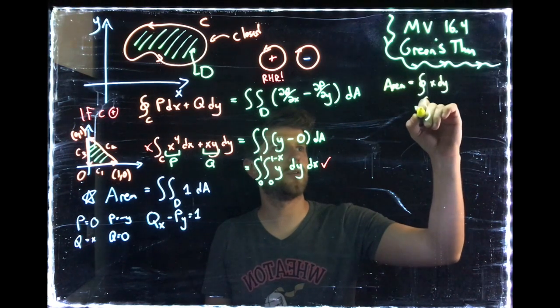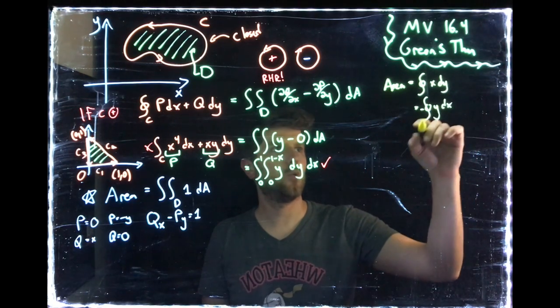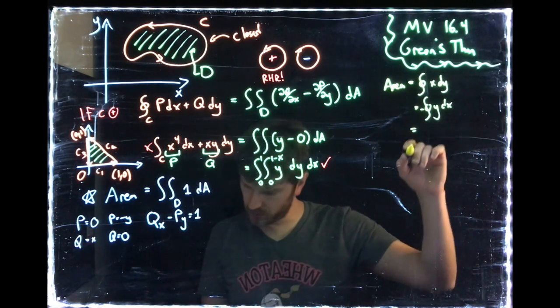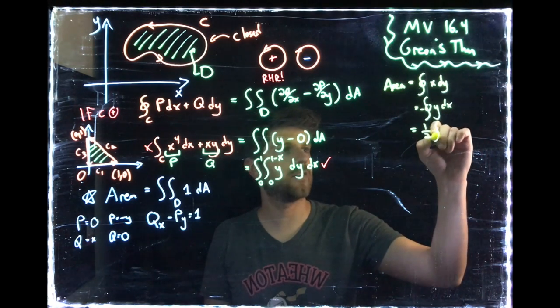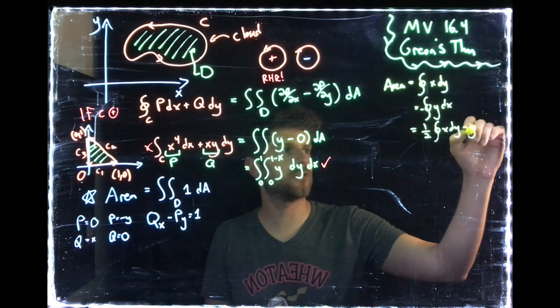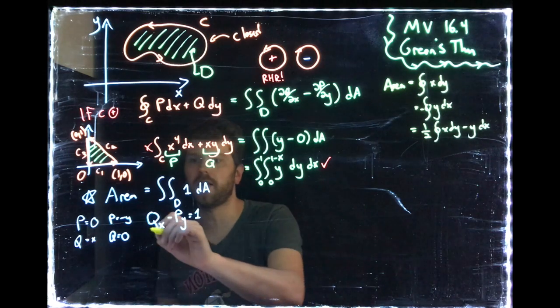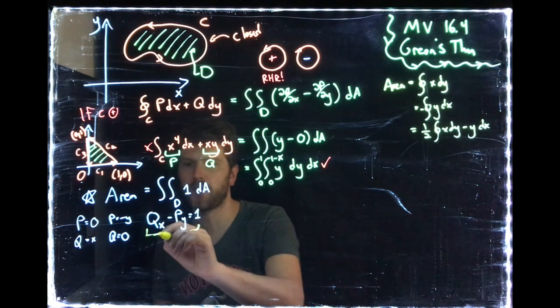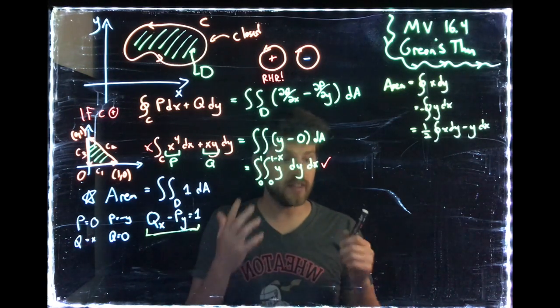You can do negative y dx. You can also do 1/2 of kind of the sum of those, x dy minus y dx. Basically, any combination of q and p that lead you to qx minus py being equal to 1, the double integral around that boundary will actually give you the area of the region.